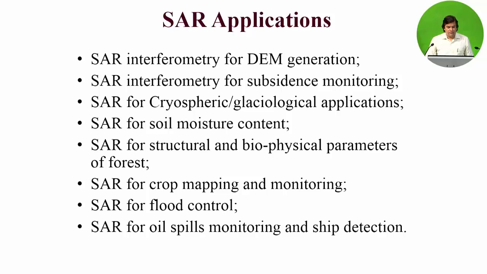Now after getting an overview of SAR remote sensing, we are going to the different applications of SAR remote sensing. SAR remote sensing has very wide application in different areas, including terrestrial and earth observation. Here we are focusing only on a few of the applications. One is SAR interferometry for DEM generation, second is SAR interferometry for subsidence monitoring, and third is cryospheric or glaciological application. SAR has very good potential to estimate soil moisture and the structural and biophysical parameters of forest areas, and it is widely used for crop mapping and monitoring. SAR data is also used for flood mapping and monitoring, and it is widely used for oil spill mapping and ship detection.